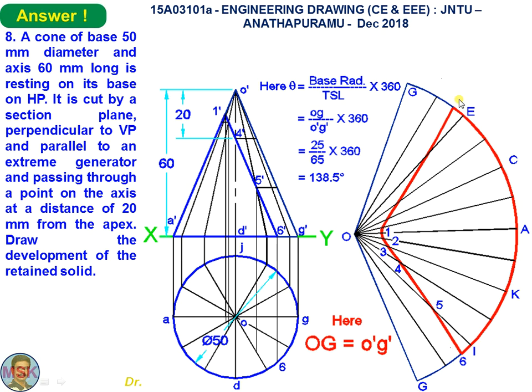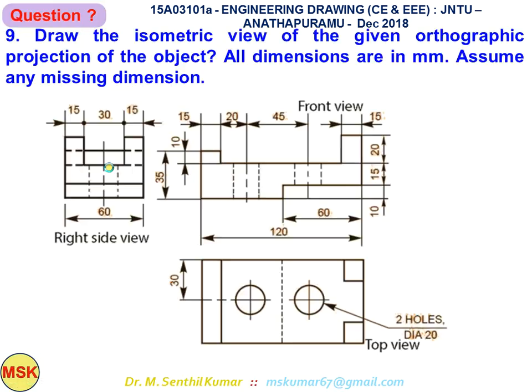Join all the cutting points in proper sequence and darken, and show only the outline of the profile. Don't darken the intermediate generators. So this is the answer for question number 8. We move on to the next question.